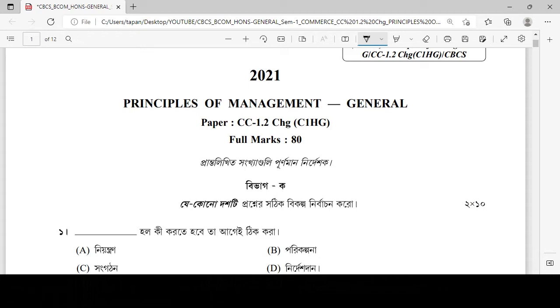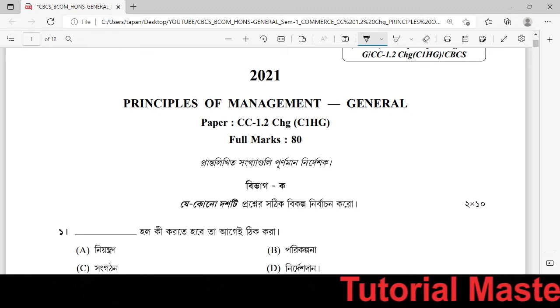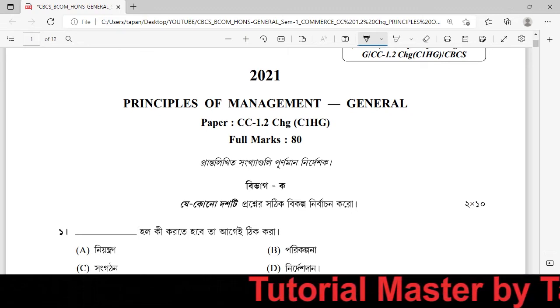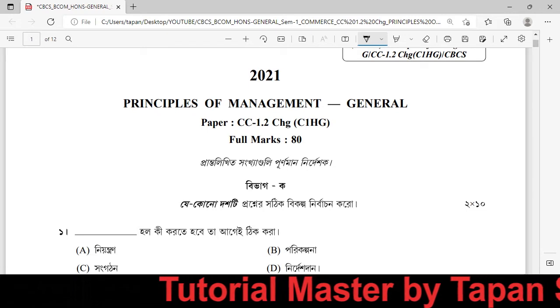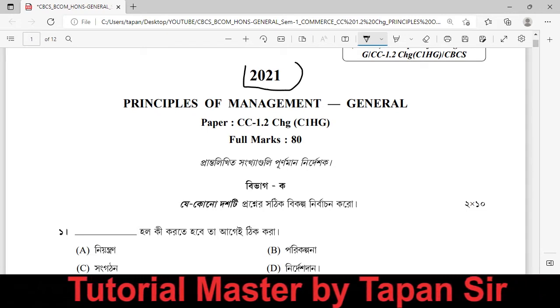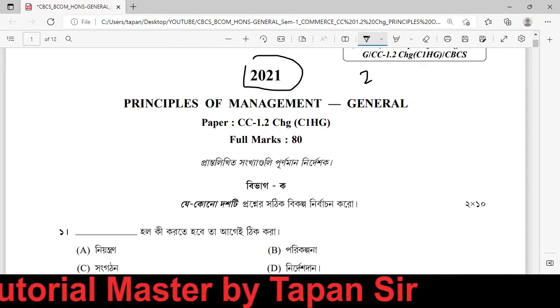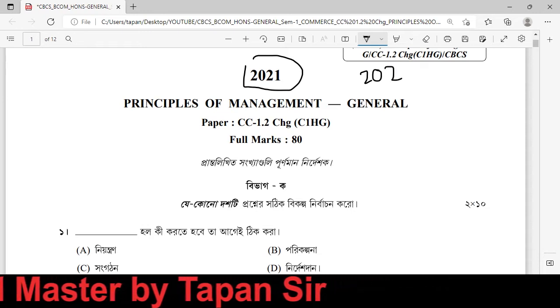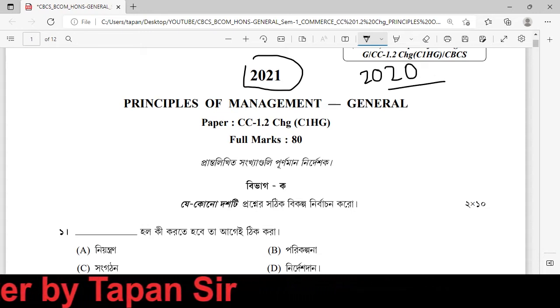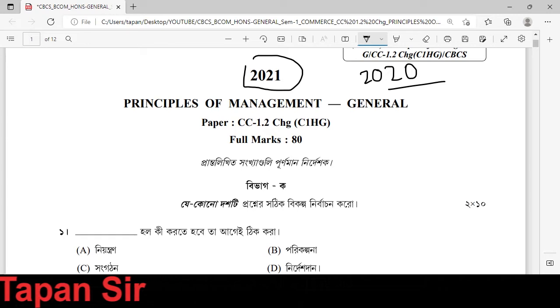For semester 1 students are hereby instructed to follow my instructions as early as possible. You have to remember it. I have already solved one question which appeared in 2020. You have to see it, and now I am going to discuss the questions appearing in 2021.